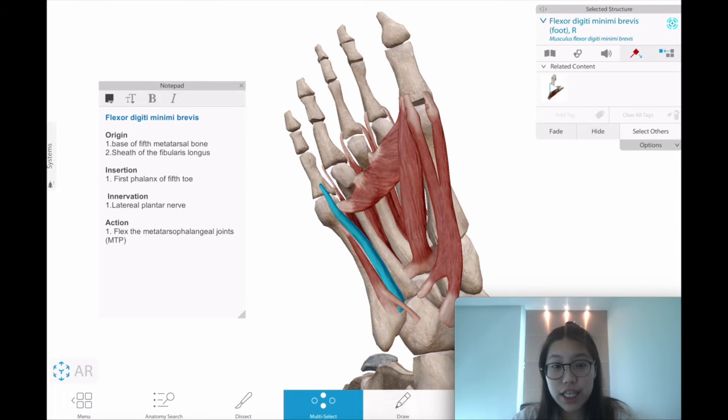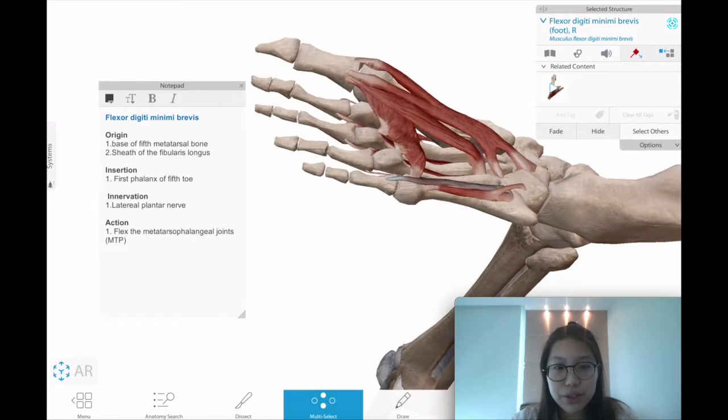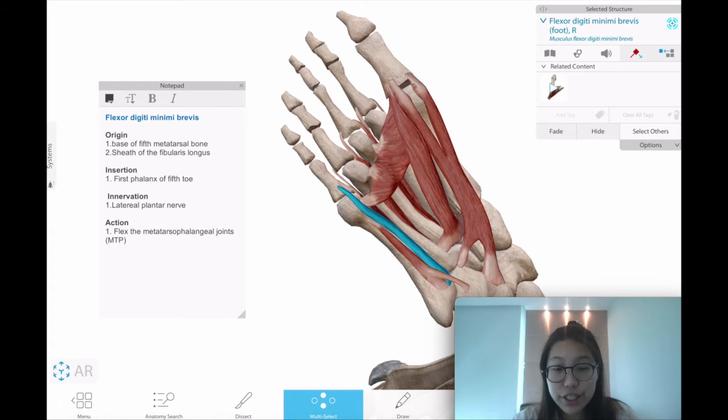This is flexor digiti minimi brevis. It originated at the base of the 5th metatarsal bone and the sheath of the fibularis longus. The insertion is at the first phalanges of the 5th toe. The innervation is lateral plantar nerve, and the action is to flex the metatarsophalangeal joints.